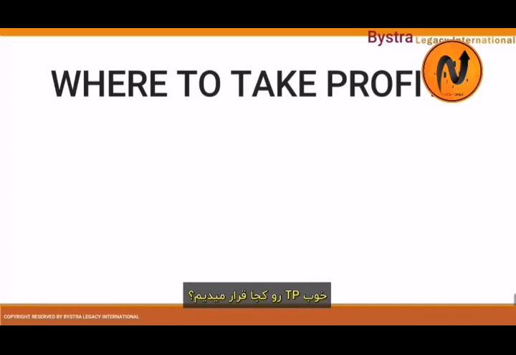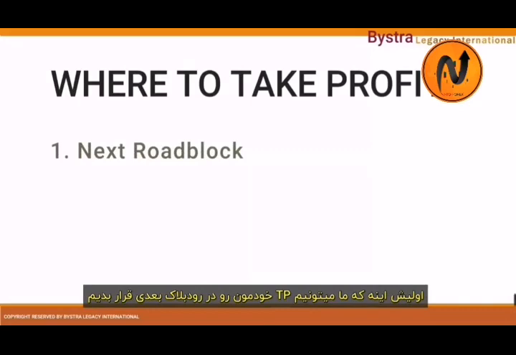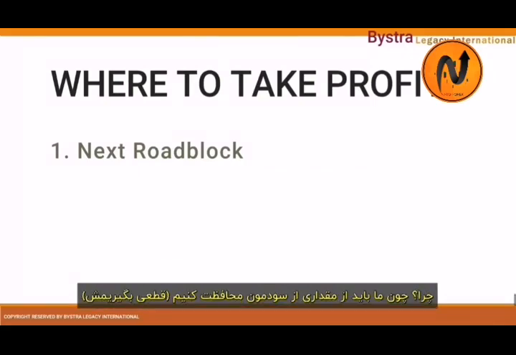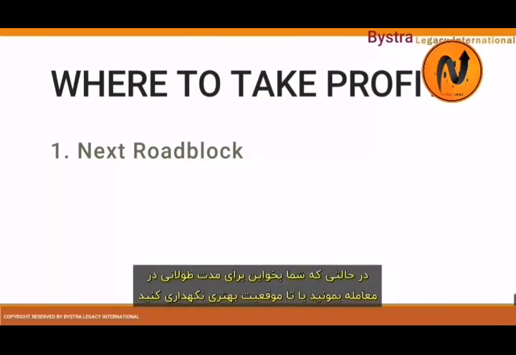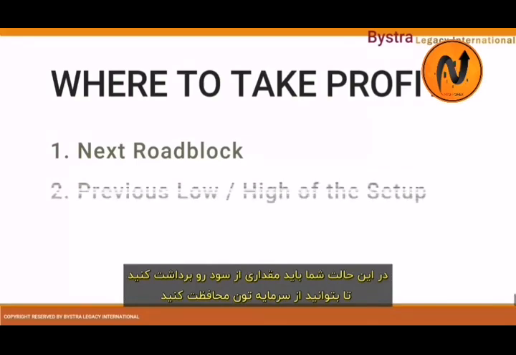So where do we take profit? There are three areas where we can take profit. First, we can take profit at the next roadblock. If you are a scalper, you must always take profit at the first roadblock. Okay guys, why? Because we need to secure some of the profits. If you want to hold on for a longer period or for a better position, then you have to take some of the profit just to secure some of your capital.